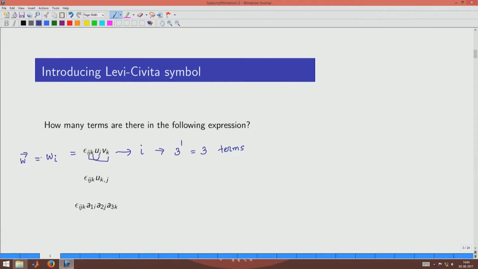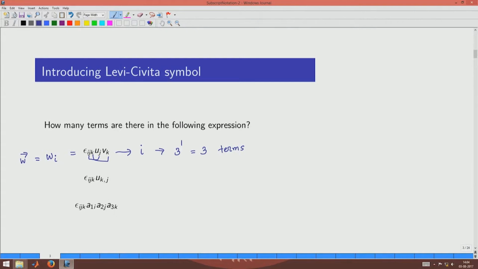So, we have used epsilon as a symbol to change the indices of u and v into the index of w, and there must be a relationship between the 3 vectors u, v, w. What that relationship is will be evident a little while from now.